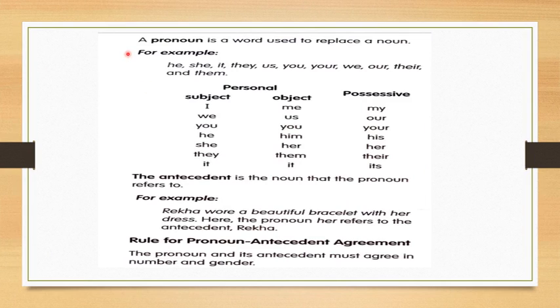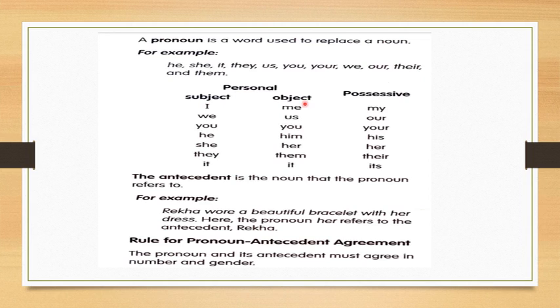Here you can see the simple text is from your textbook itself. A pronoun is a word used to replace a noun. Where we can't write a noun, there we are supposed to use a pronoun. Like Rakesh, for Rakesh we use he. Suppose Priya, for Priya we use she. So let's check the examples as well as the rules for the usage of the same. He, she, it, they, us, you, your, we, are, their, and them. These are all pronouns.